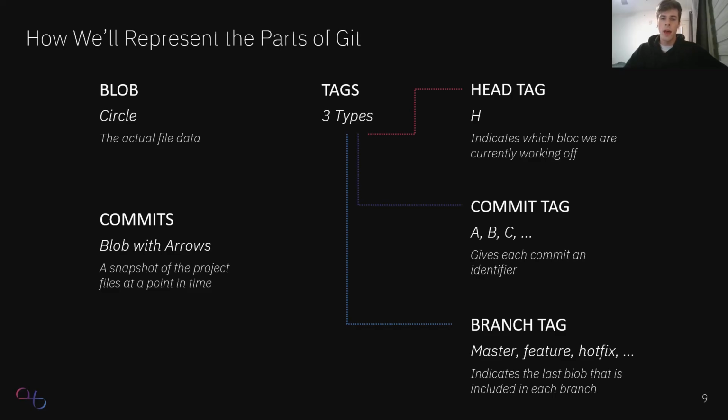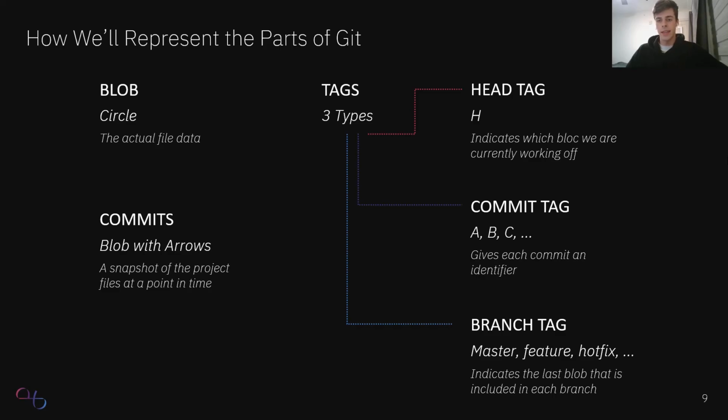And then we also have tags in Git. And tags are a little bit more complicated. We have three types of tags. We have a head tag, which we're going to indicate with an H, which is essentially the blob that we are currently working off of. So the head tag shows us what our code on our computer looks like right now and what commit we're at.